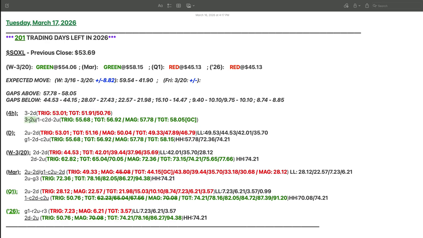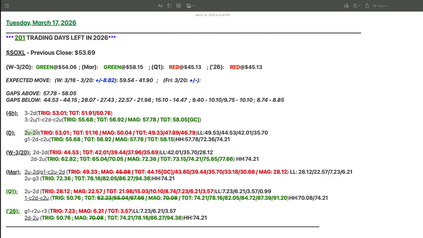On the upside, if we get that 3-2 up, that would trigger at 55.68, and it would technically trigger this one combo 2 down. Actually, it would be combo 2 up at this point, right? That would trigger at 55.68 as well. Magnitude for that move is 57.78, which is the top of the range. So if we have another choppy day, even if it's just a slow grind to the upside, there may only be a target of 56.92. But for that one combo 2 down, combo 2 up, the ultimate magnitude for that move is 57.78. And then not too far above it, we've got that 58.05 gap close, right?